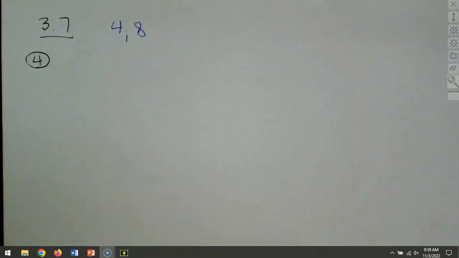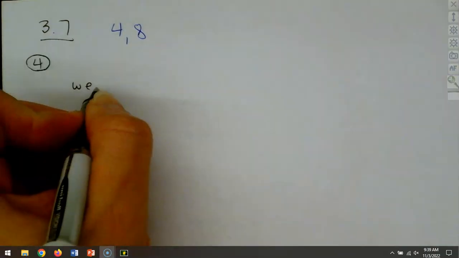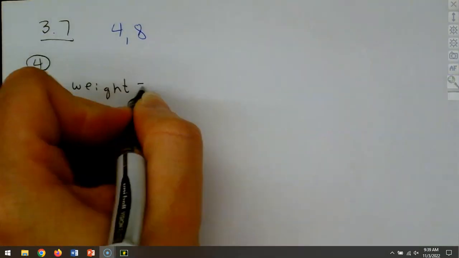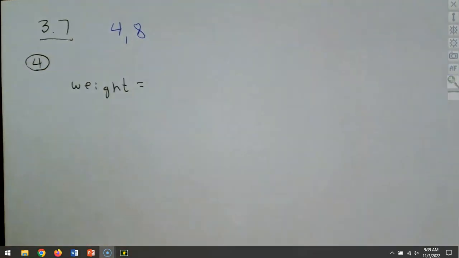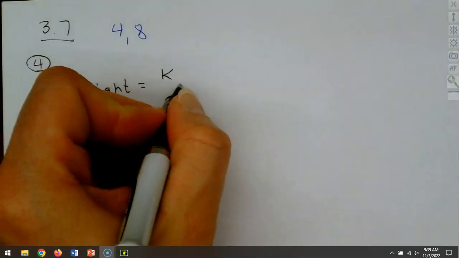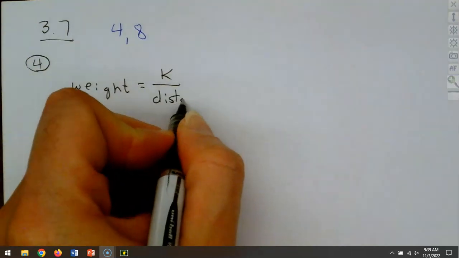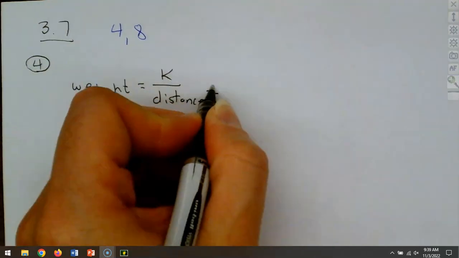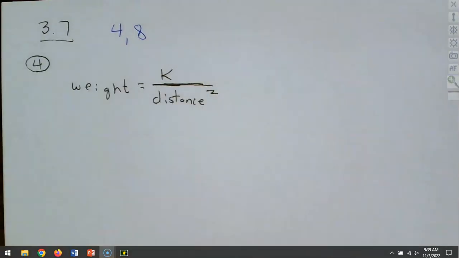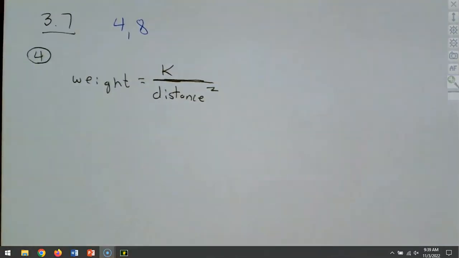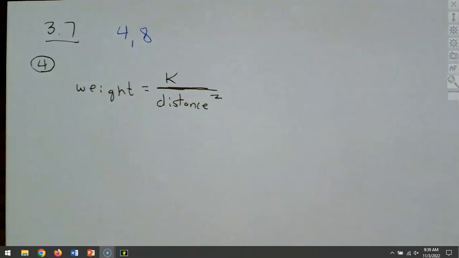So how would this look when we set it up? Well, the weight, the person's weight, the closer you are to the earth, the more you weigh because of gravitational pull, is inversely proportional to the square of the distance. Now, this one doesn't give you any numbers, okay, but it wants to know what happens when the distance is multiplied by a factor of 2. Well, let's see what would happen if we do that.